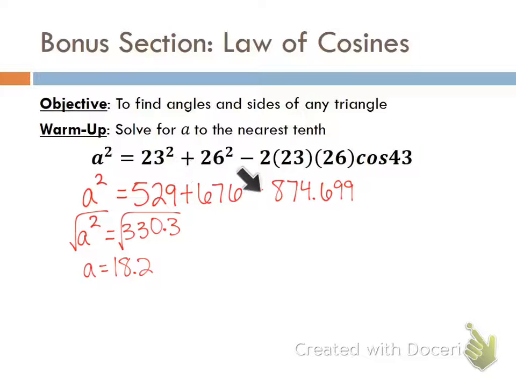529 plus 676 minus 874.699. Yep, I did all of it. Other questions, concerns? Because a lot of what we're doing today will involve simplifying things that look like this. We're ready to move on? Okay.